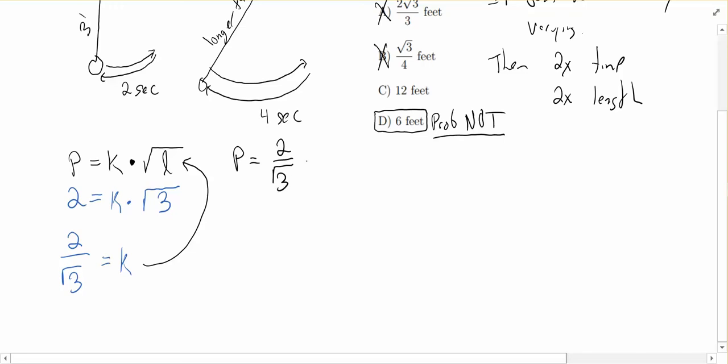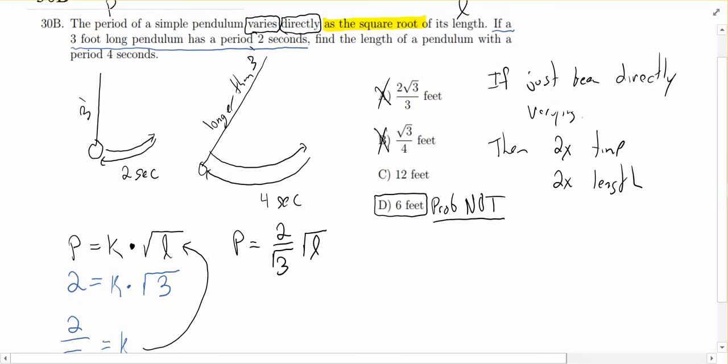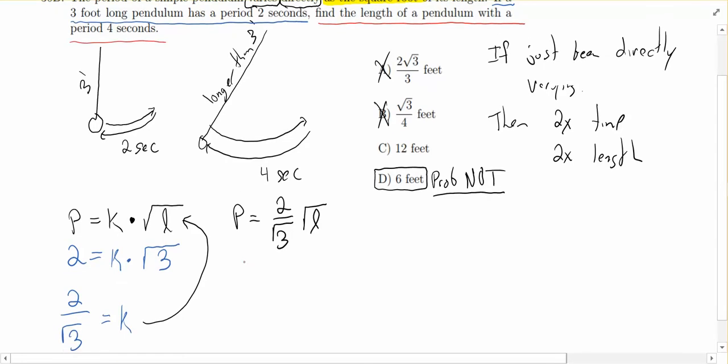Now, you will notice in this problem here that if you had rationalized the denominator, that would have been option A. Obviously, it's not the right answer. K is never the final answer to any problem. It's just your constant of proportionality. Now, to finish the problem out, we need to actually answer the question. We're asked to find the length when the period is 4. So we plug 4 in for the period.